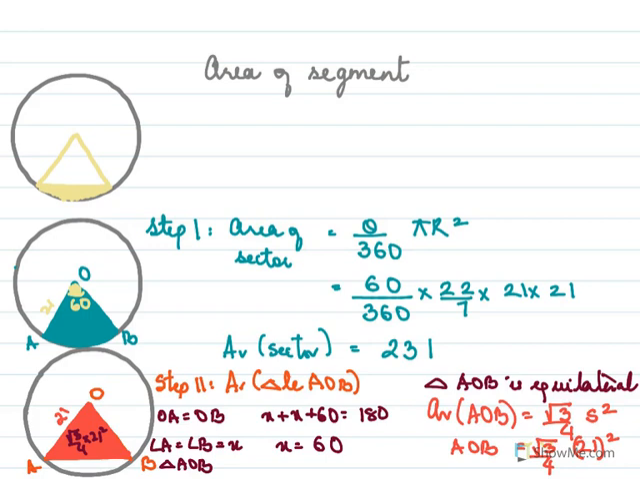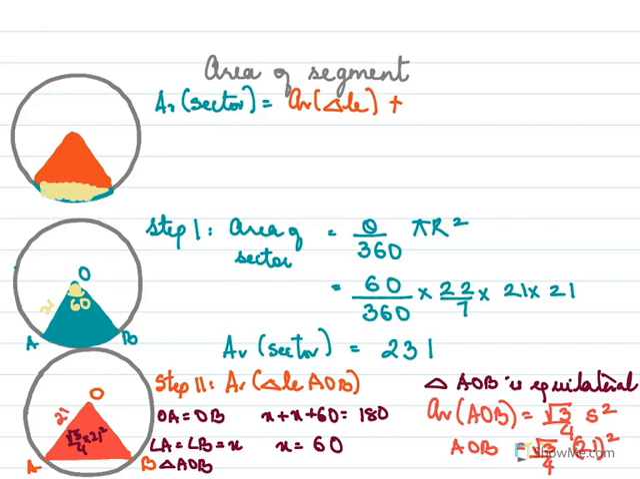Now that we have found the area of the sector and the triangle, we can find the area of the segment. If you look up in the figure, here we have the segment, and the area of the sector is equal to the area of this triangle plus the area of this segment.